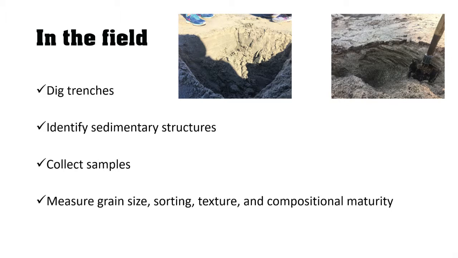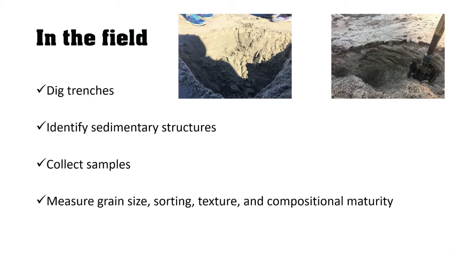in your trench. You might look at sorting, which is whether the grains are all one size or not. You might look at the textures, which are whether or not the grains are rounded. On the grain size card, it shows you angular and sub-rounded and rounded and what that looks like.